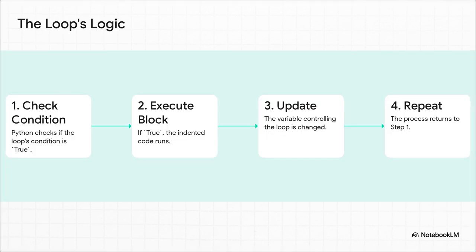So if you put it all together, the loop is doing this little 4-step dance over and over. Step 1, check the condition. Step 2, if it's true, run the code block. Step 3, update the counter. And step 4, go right back to the beginning and repeat. It's a simple, powerful cycle.